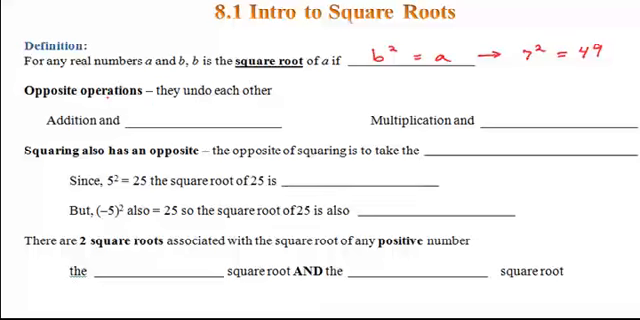Now, think about opposite operations. They undo each other. You've been dealing with these for a while. When we're dealing with algebra, we know that addition and subtraction are opposite operations. They undo each other. Multiplication and division are also opposite operations. They undo each other. Well, squaring also has an opposite. The opposite of squaring is to take the square root.